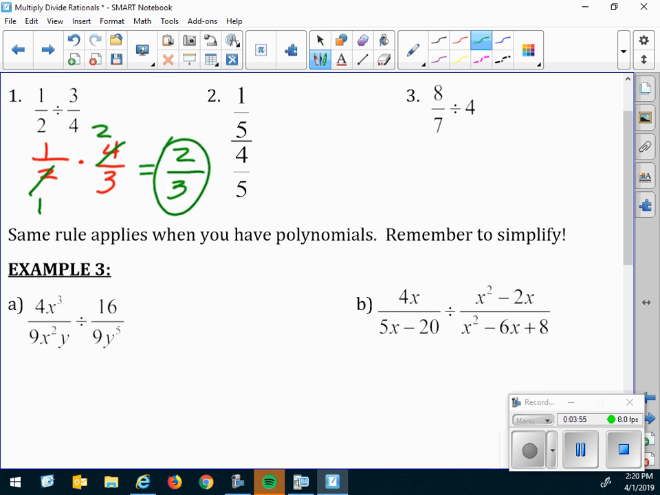Now let's look at the second one. 1/5 divided by 4/5. How would I rewrite that with a multiply? Good. 1/5 times 5/4. Do I have any common factors I can factor out? The 5 goes into 5 one time. Good. The answer is 1/4.